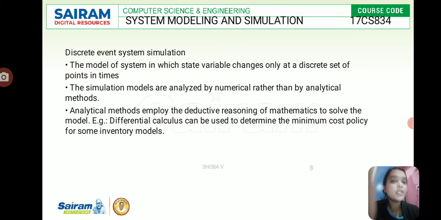So once again we will see this discrete event system simulation. The model of a system in which the state variable changes only at a discrete set of points in time. For example, we can say it's a bank. From 9 to 4 p.m. there are so many customers going to the bank, and they are going to get serviced by the server. So based on a particular point of time only we can calculate, and the simulation models are analyzed by numerical rather than by analytical methods.